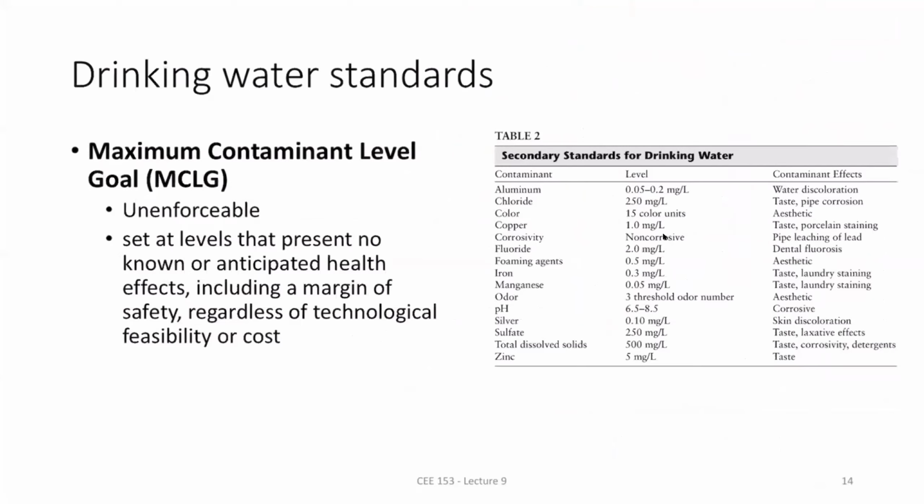And then there are other contaminants with the maximum contamination level goal, which is not enforceable. It just gives guidance or recommendations that you should design your treatment in such a way that you achieve the concentration at those levels. So again, these are the numbers you can see: corrosiveness, fluoride, iron, manganese, odor, silver, all those things you can see over here.